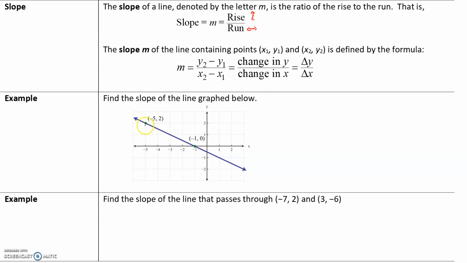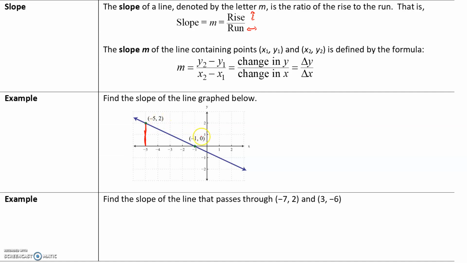So let's take these 2 points, negative 5, 2, and negative 1, 0. We have a line that passes through these 2 points. We want to find the slope of the line. We will do this 2 different ways. The first way is by using the graph and counting. So we want to find the change between the y's, y2 minus y1. It doesn't matter which point we start with. Let's start with this point on top, and we look at the change in y's.